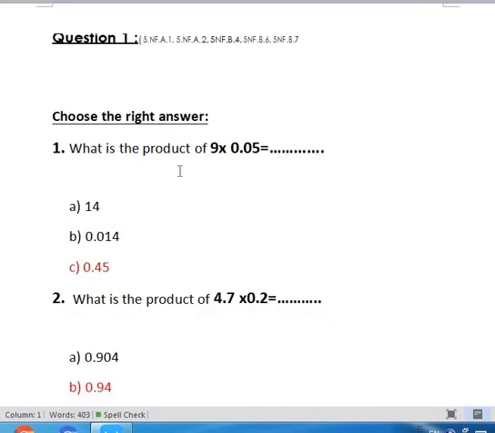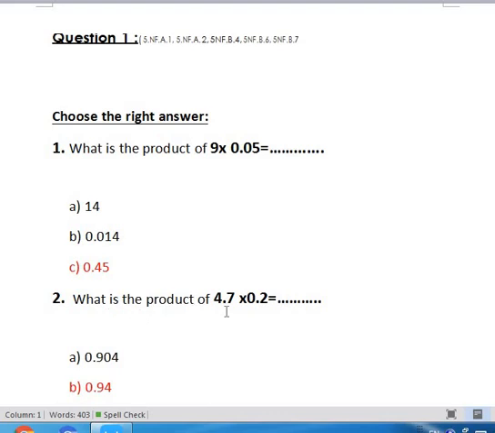Remember, what's the product of a number and a decimal? Here 9 times 0.05: I multiply 9 times 5 equals 45. I have 2 decimal places, so I'm going to have 2 decimal places in the answer: 45, move 2 decimal places, then put the decimal point and then 0.